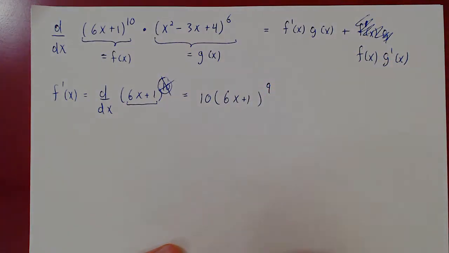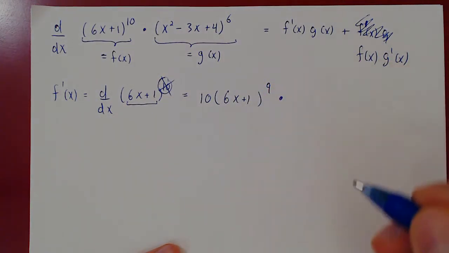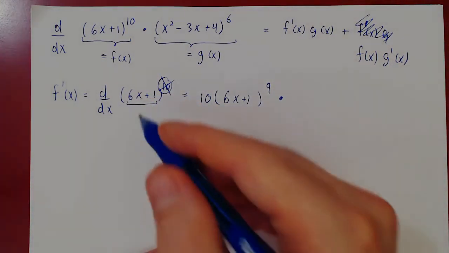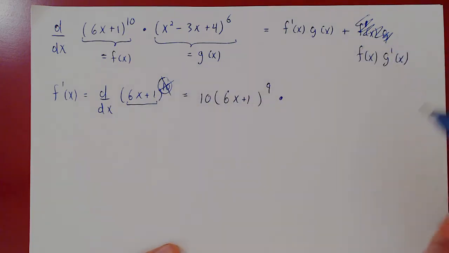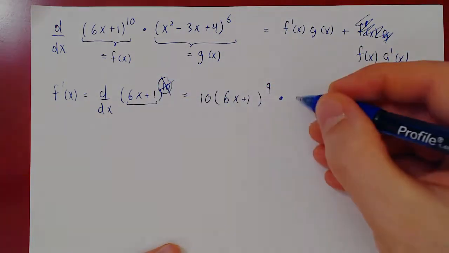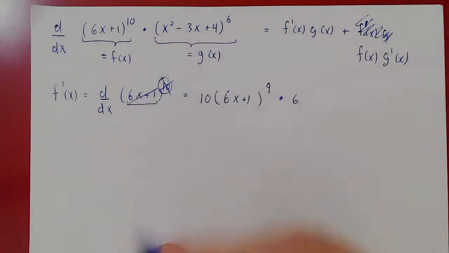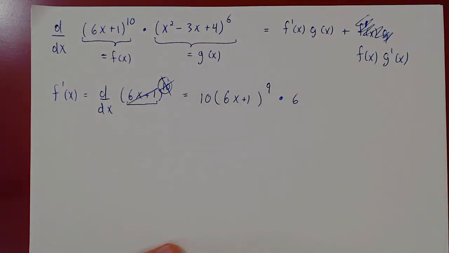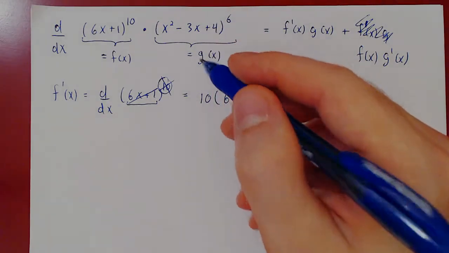And the chain rule says you have to multiply what you have so far by the derivative of whatever function is left over. We're left over with 6x plus 1. The derivative of this is 6. And now there's nothing left over, so we're done with the differentiation. Let's differentiate g of x.